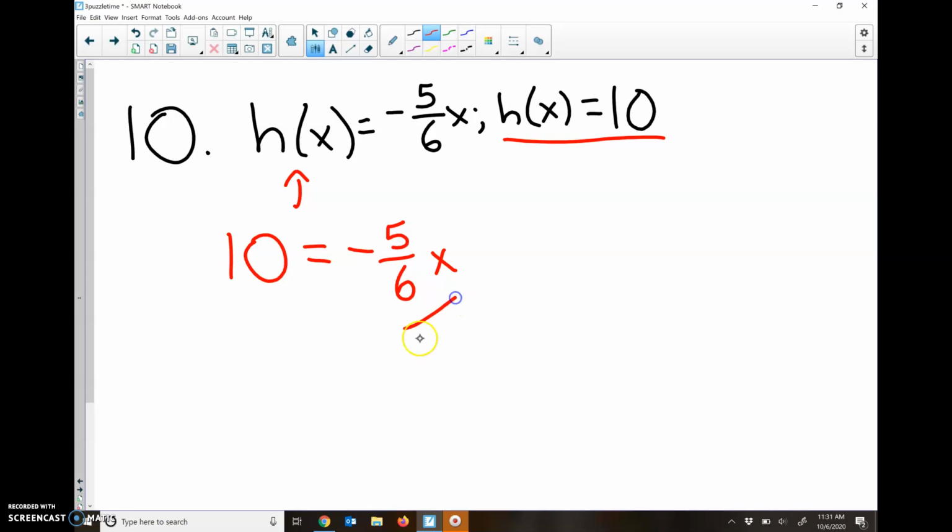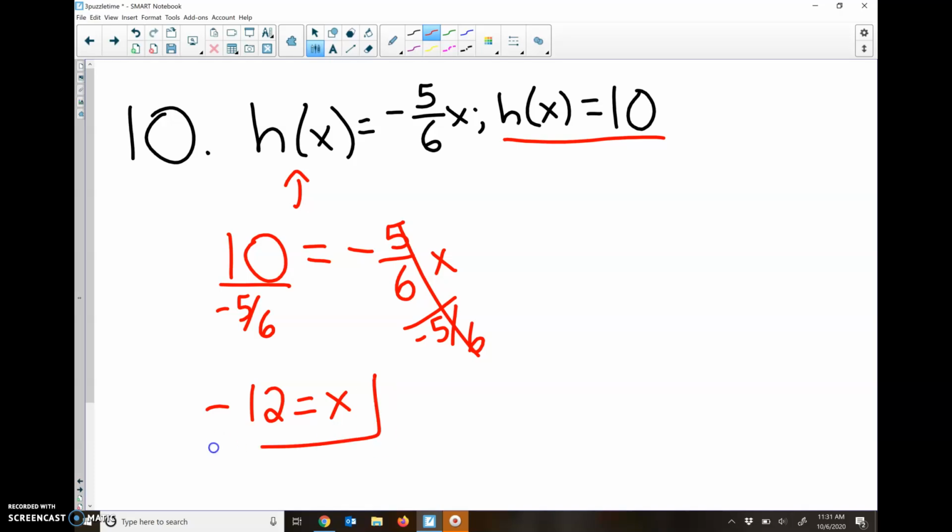And now that's a times x. So I'm going to divide both sides by negative 5/6. 10 divided by negative 5/6 is a negative 12. So x equals negative 12.